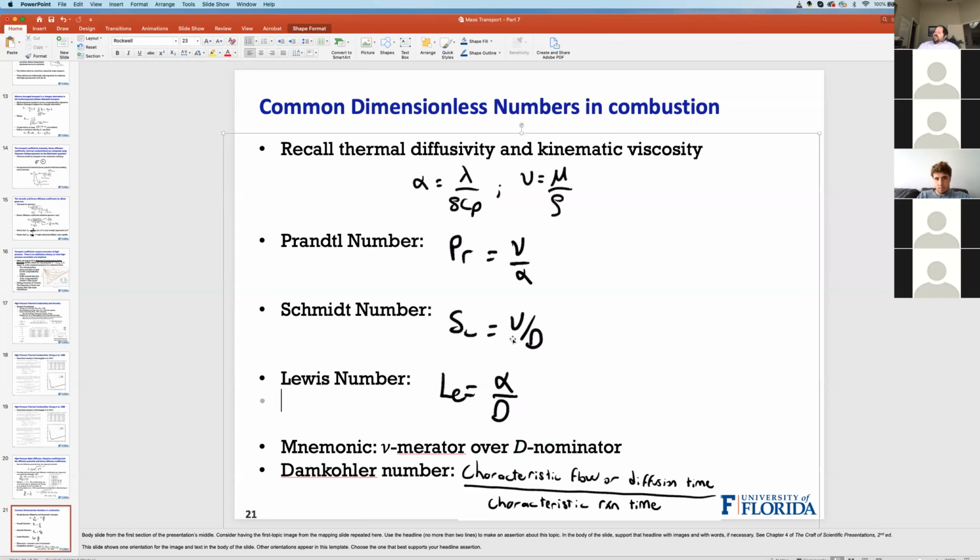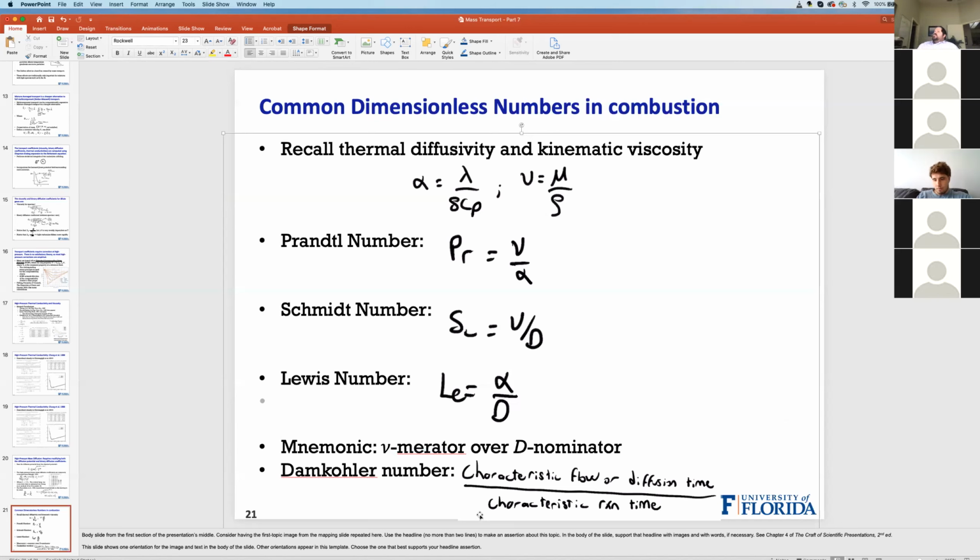remember which one's which. The other one that we'll use is called a Damköhler number. It's not based off of transport, but it's a characteristic flow or diffusion time, and so there are multiple Damköhler numbers because of that, divided by a characteristic reaction time.